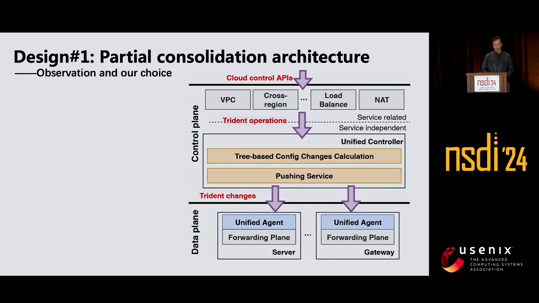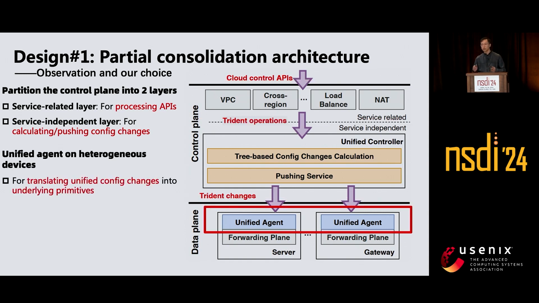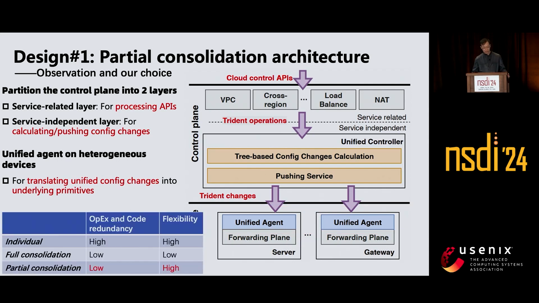So the picture shows the architecture we finally get. We partition the control plane into 2 layers. The service-related layer is for processing APIs and meeting service and tenant requirements. The second part is the service-independent layer, which is for calculating and pushing config changes. In addition to that, we also design a unified agent on heterogeneous devices to translate unified config changes to underlying primitives. In this case, we get both flexibility and avoid code redundancy.